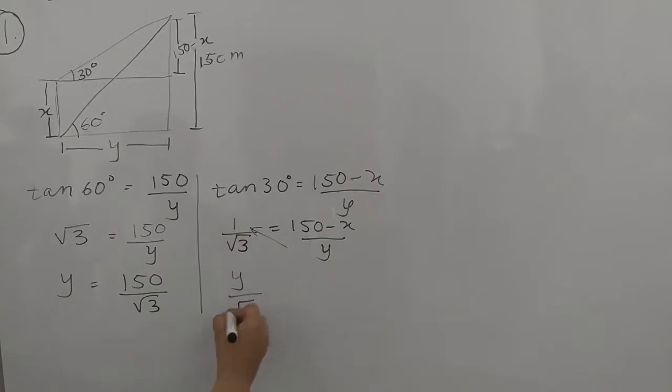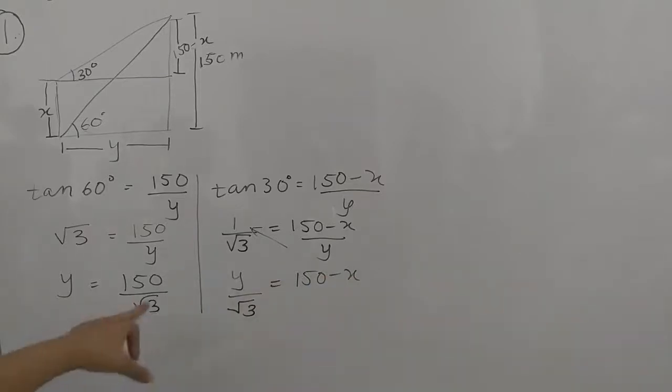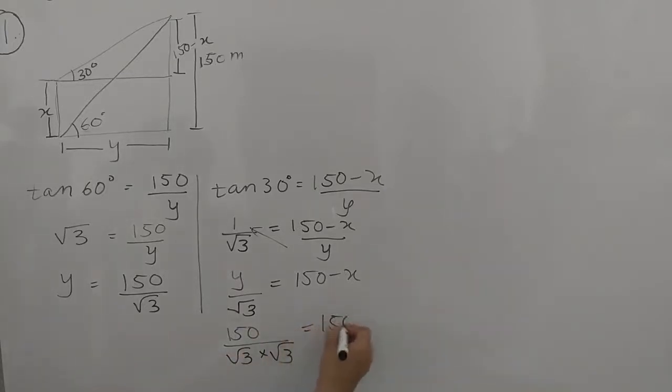So y upon root 3 is equal to 150 minus x. Now here I will place this y value from our first equation. So that is 150 upon root 3, and one more root 3 is already here. So we have to multiply both of them, and on the right hand side 150 minus x. So now you understand root 3 becomes 3.